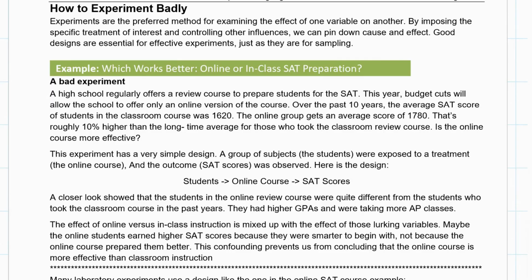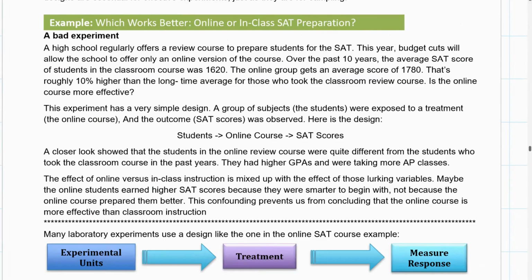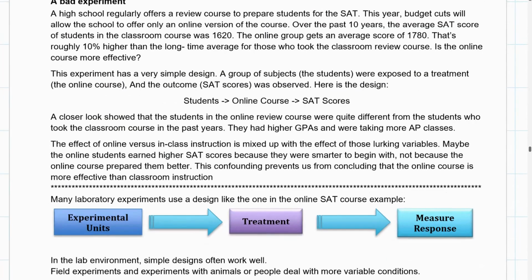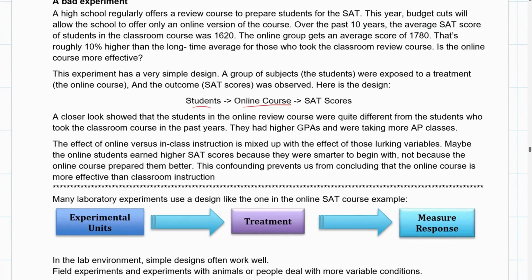So is the online course therefore more effective? Well, the design of this experiment is simple. Students had the treatment imposed upon them, and then we looked at the SAT scores. But a closer look showed that the students in the online review course were quite different from those who took the course in previous years. They had higher GPAs and they took more AP classes. So this situation is confounded.